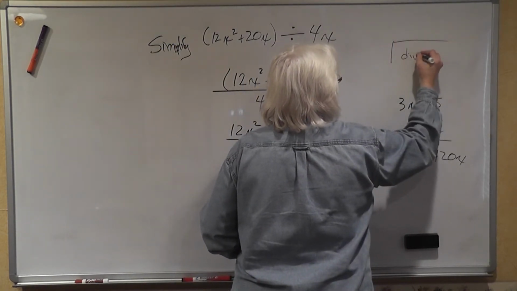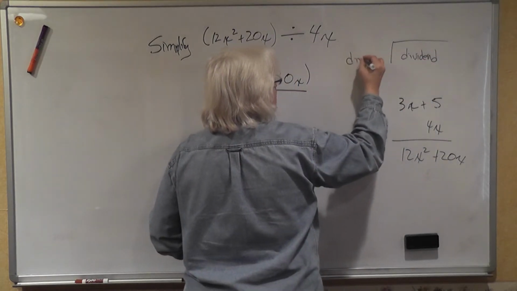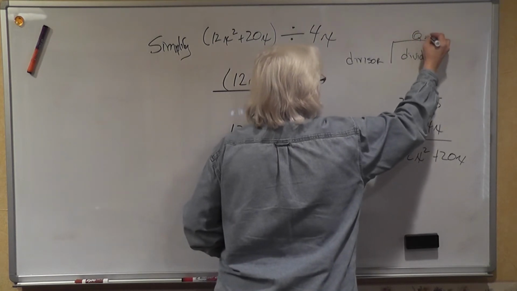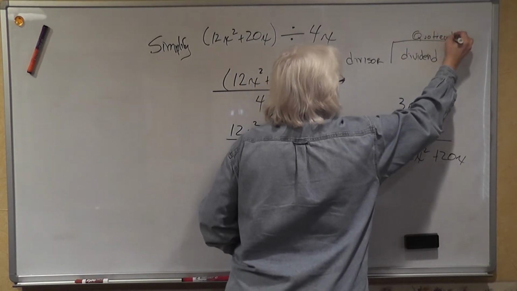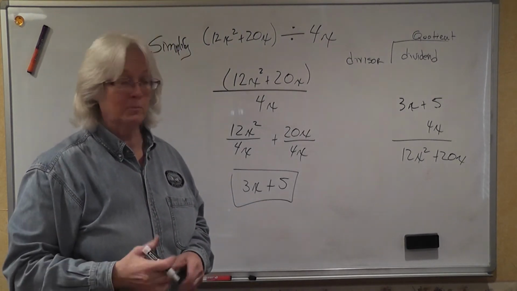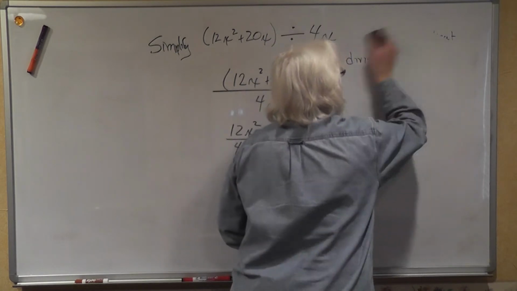The dividend is inside the house. The divisor is knocking on the door. And the quotient is on the roof. Quotient is the answer to your division problem. All right? Let's go ahead and do another one of these problems.